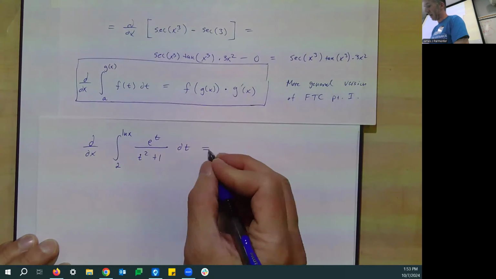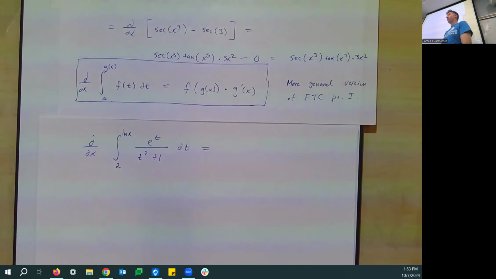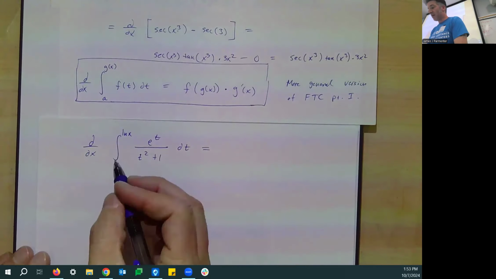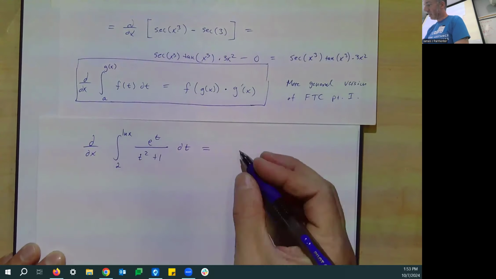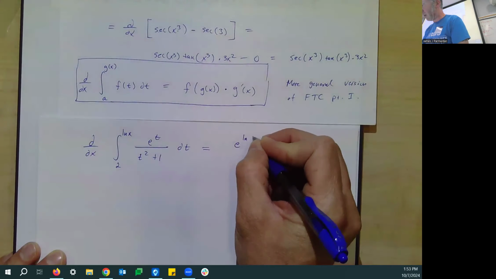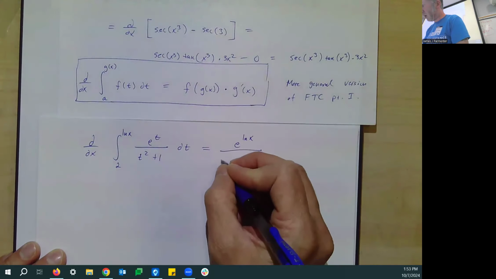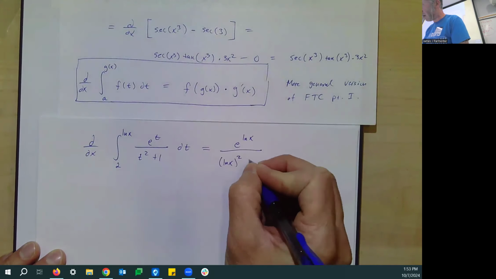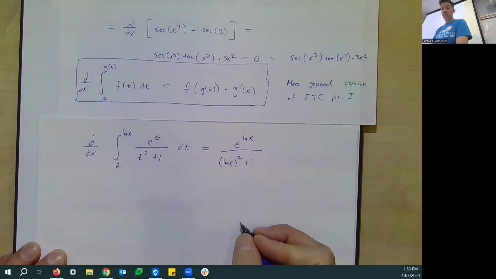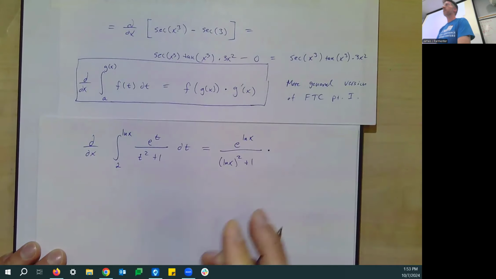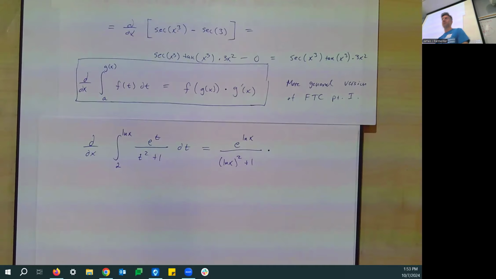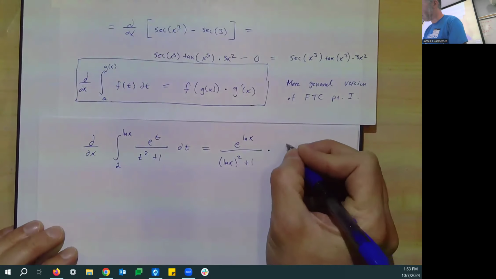All we're going to do here is wherever we see a t, we're going to substitute in the top and the bottom. Well, not the bottom really because it's a constant, but all the variables. So I'm going to substitute in the natural log of x for each of these t's. I'm going to say this is e to the natural log of x, more on that in a minute, over the natural log of x squared plus 1. But then what do I have to multiply by? Yeah, the derivative of the natural log of x.